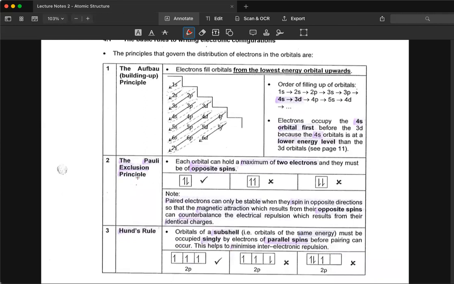Now, the Pauli exclusion principle states that each orbital can only hold a maximum of 2 electrons and they must be of opposite spin. This is important when you are drawing the electron in box diagram. So you are supposed to draw like this and not this and this. The reason is paired electrons can only be stable when they spin in opposite direction because the electrons are of similar charge. So in order to minimize their repulsion, they need to spin in opposite direction to counterbalance this electronic repulsion. Okay.